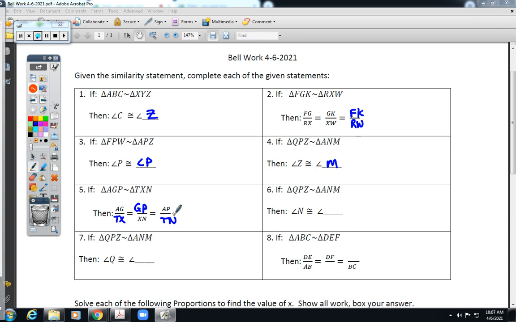Angle N should be congruent to angle P on number 6. Number 7, Q is first in the name of that triangle, so it should be congruent to angle A, which is first in the other one. And then the final proportion there, DE are the first 2 letters, AB are the first 2 letters. DF are first and last, so the bottom here should be AC. And then BC are the last 2, so EF should be on top there. Okay? Any questions on the top section? Check your answers, make sure they're right.